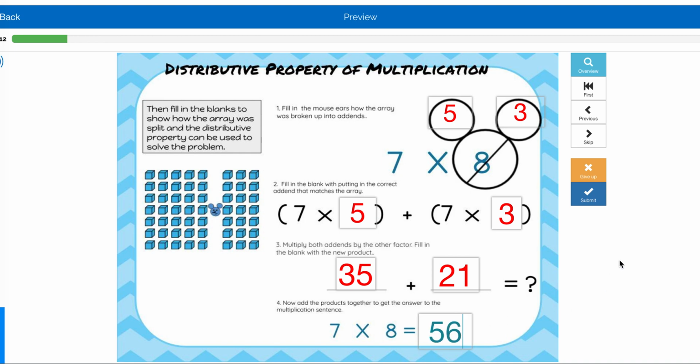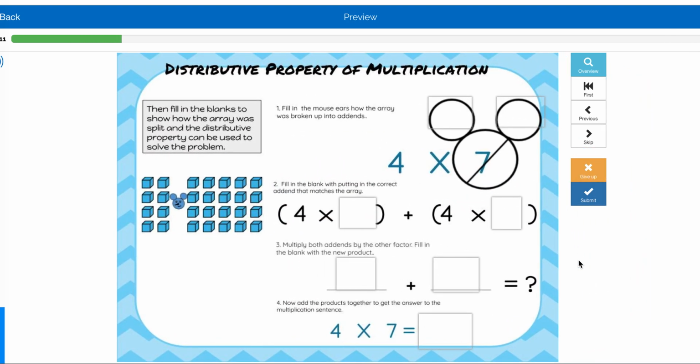And then this is self-checking, so I'm going to check it and submit. And the next card will come.